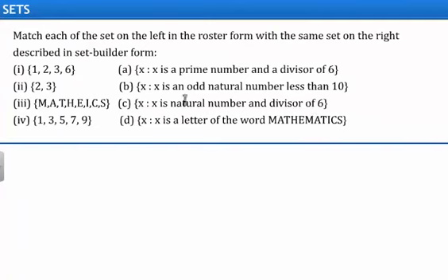In this question, certain sets are given in the left column in roster form and certain sets are given in the right column in set builder form. You need to match the sets given in the left column in roster form to their equal sets in the right column given in set builder form. So let's begin the solution of this question.